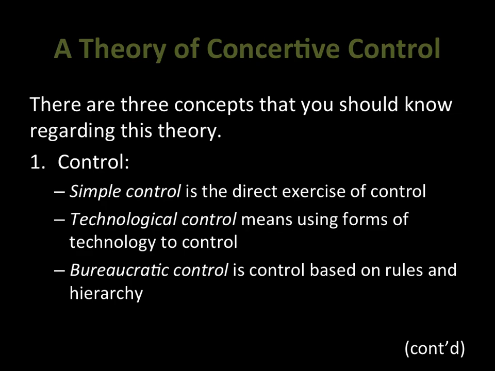Bureaucratic control is control based on rules and hierarchy. So that's a little bit different, but it's also kind of simple to understand because it's based on somebody being your boss or your manager or your direct supervisor. This is a person who is controlling their employees based on a simple hierarchical structure, almost similar to the classical approach to communication from chapter 2 that we discussed.